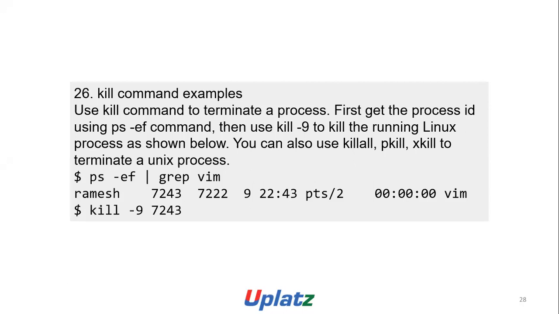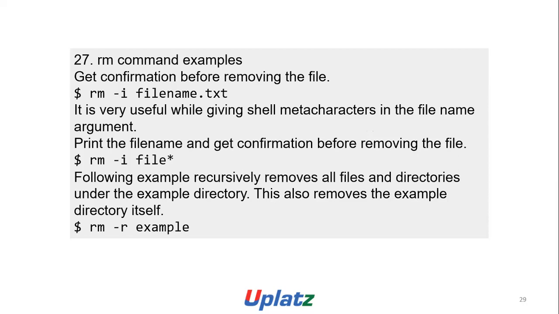Kill command examples: use the kill command to terminate a process. First, to get the process ID, use the ps -ef command. Then use kill -9 to kill the running Linux process as shown below. You can also use killall, pkill, and xkill to terminate a Unix process. ps -ef | grep vim, kill -9 7243. rm command examples: get confirmation before removing the file, rm -i file.txt.